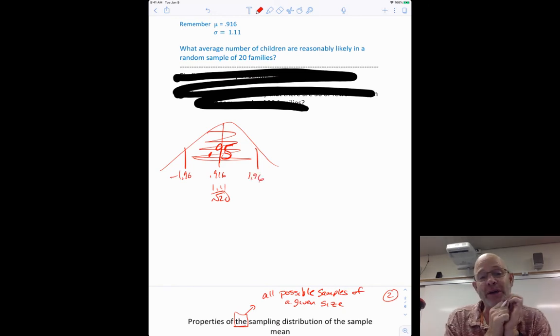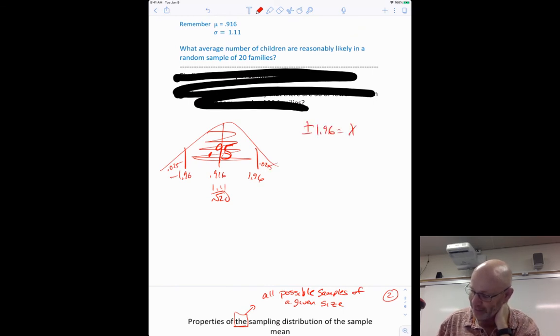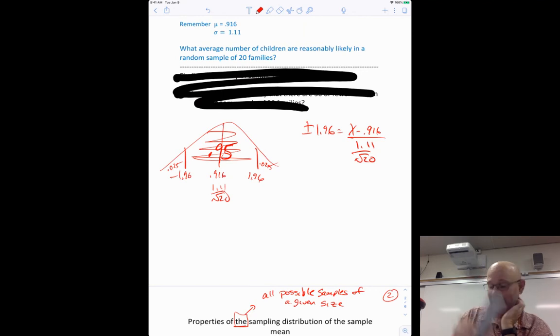So we could do the same thing. We could find those areas, which we know, I guess, are 0.025. We already did that. Sorry, never mind. So we go plus or minus 1.96 equals x minus the mean, 0.916, divided by the standard deviation. We could solve this twice. However, we could also use inverse norm, right?